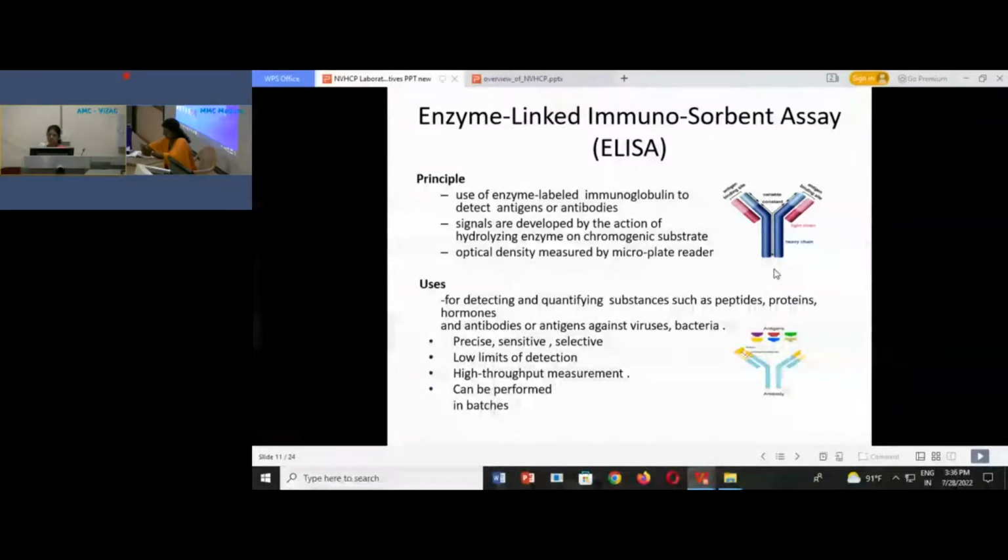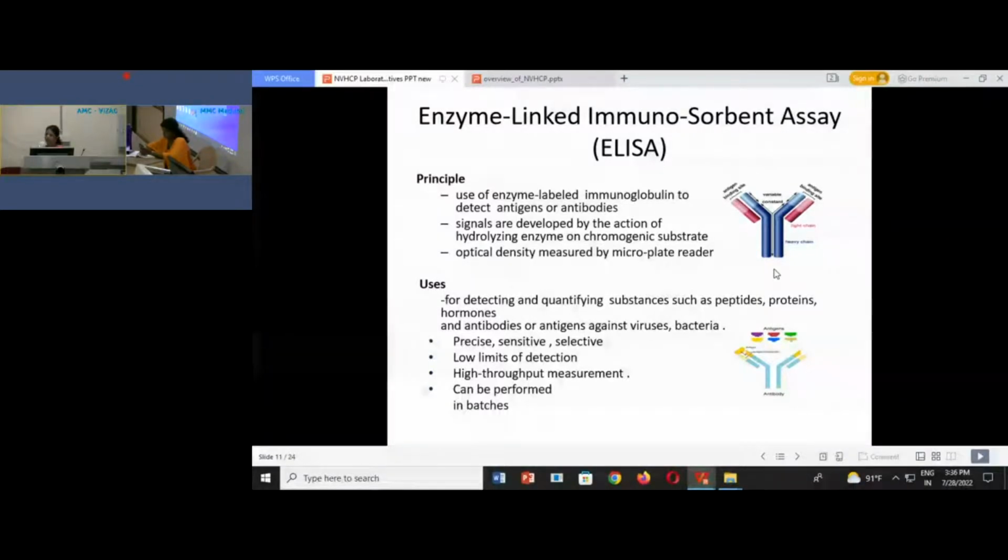It is mainly used for identifying or detecting the antigens or antibodies from viruses and bacteria, and it can also detect peptides and proteins. ELISA is a very precise, sensitive and selective method. It even detects low levels, it gives you high throughput measurement, and it can be performed in batches.